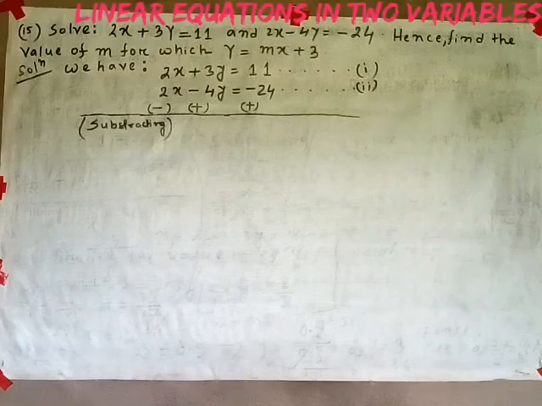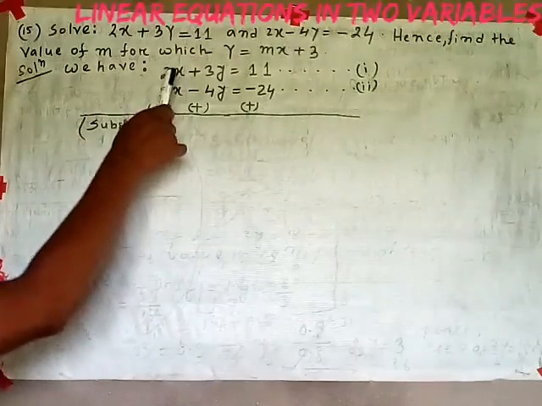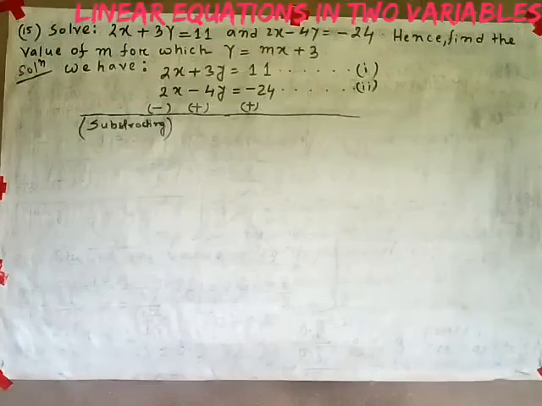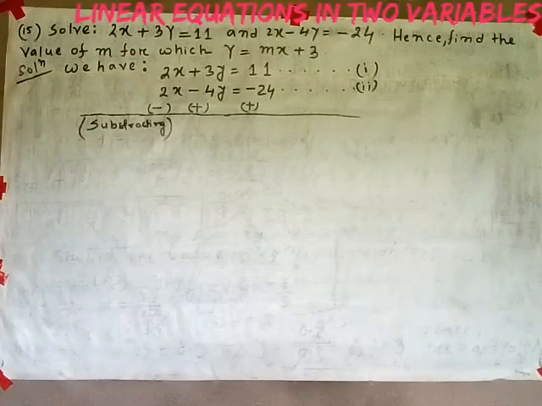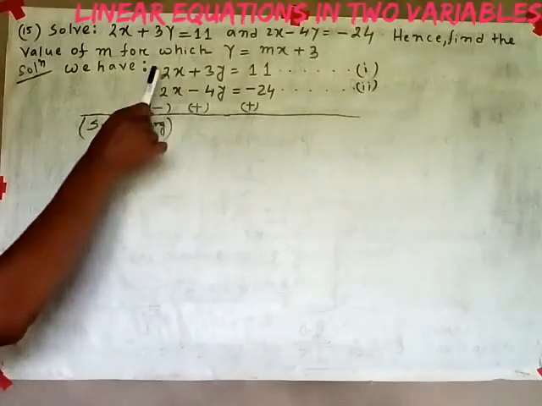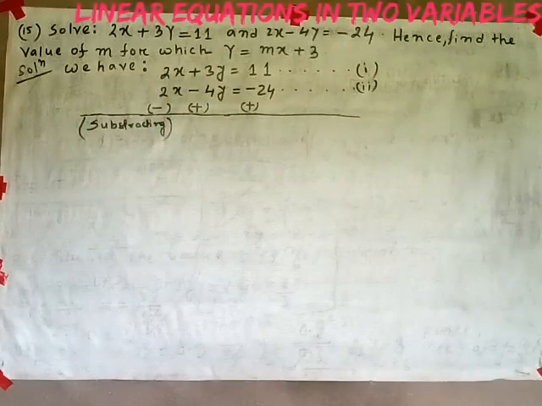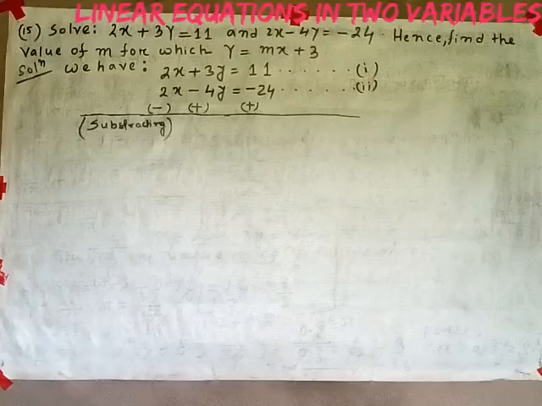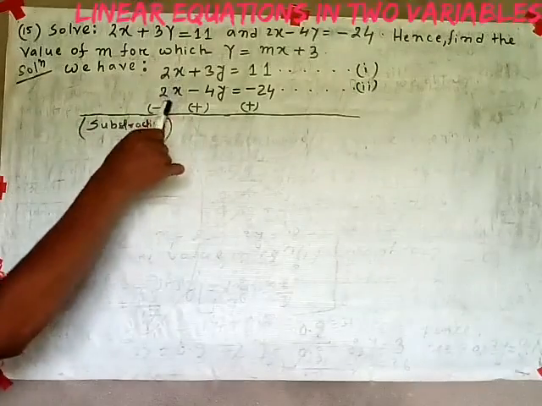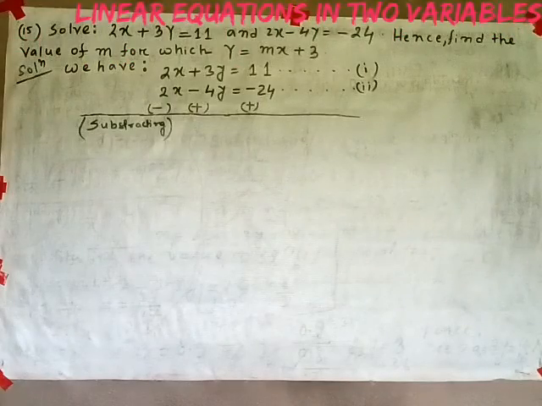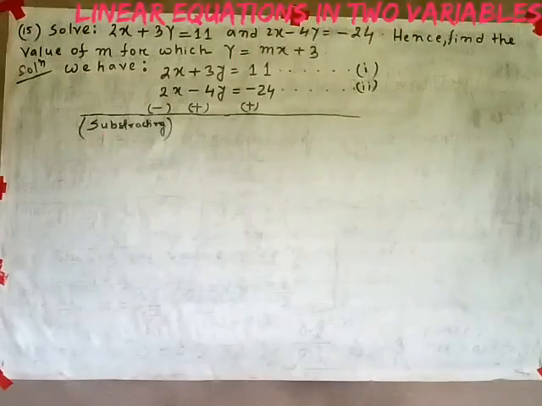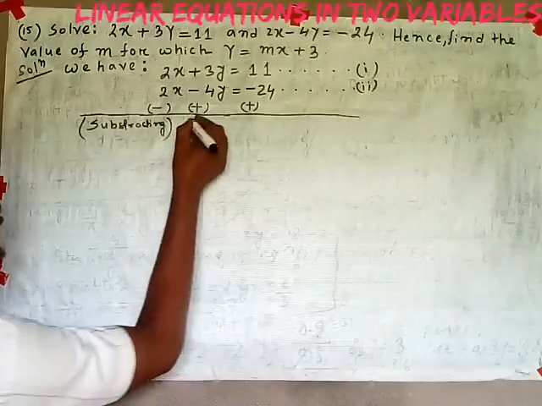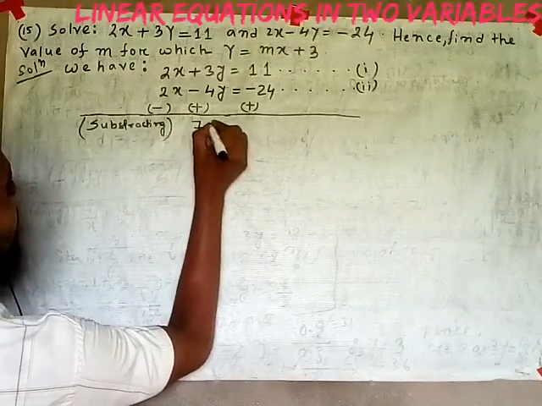Then there is minus 2x here and plus 2x here. So minus 2x and plus 2x will be cancelled. It means plus 2 minus 2 equal to 0. What remains? Plus 3y plus 4y, plus 3 plus 4. 4 plus 3, how much? 7y.